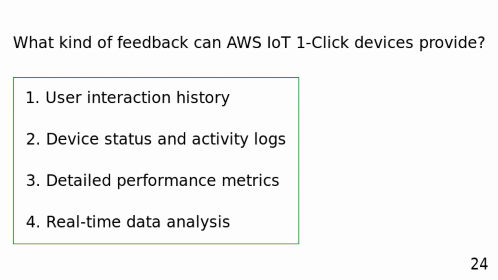What kind of feedback can AWS IoT one-click devices provide? User interaction history. Device status and activity logs. Detailed performance metrics. Real-time data analysis.